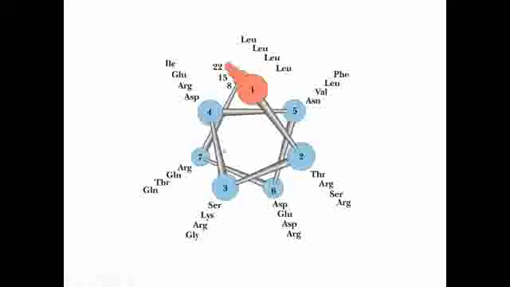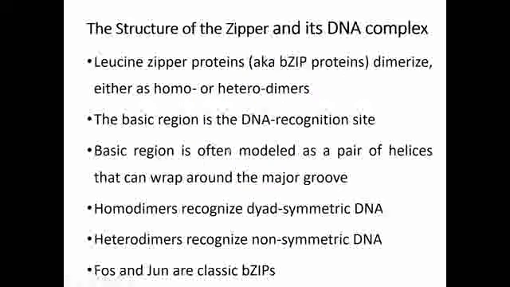This is the structure where there is a leucine at every seventh turn, and this then takes the form of a leucine zipper when seen in three-dimensional form, which we will see ahead. Leucine zipper proteins are also called B-zip proteins. They dimerize while they perform their function, and this dimer may be a homodimer or it can be a heterodimer.